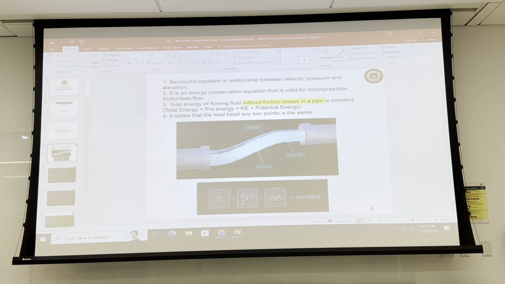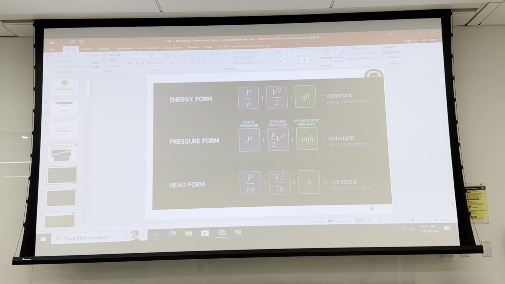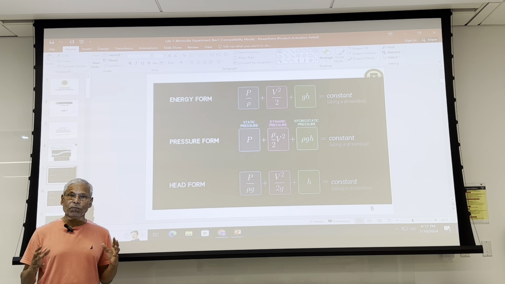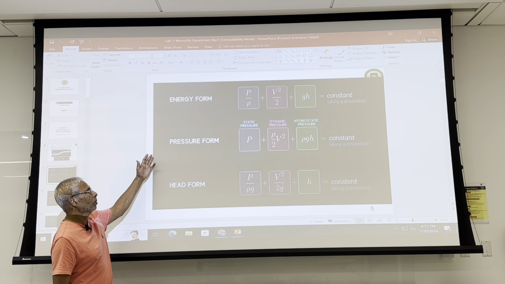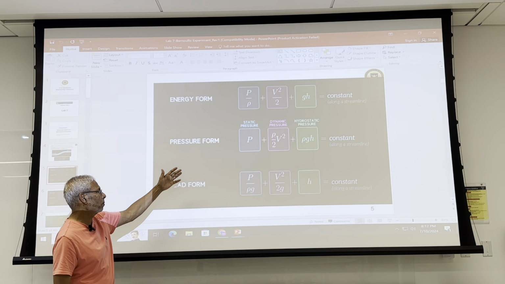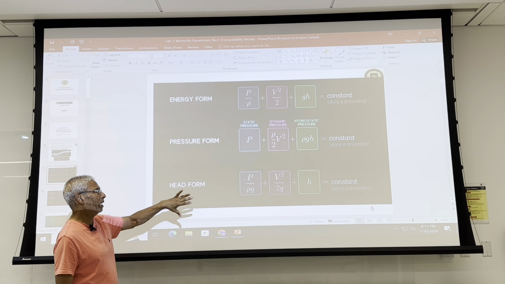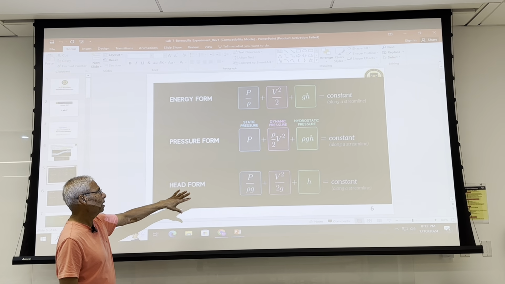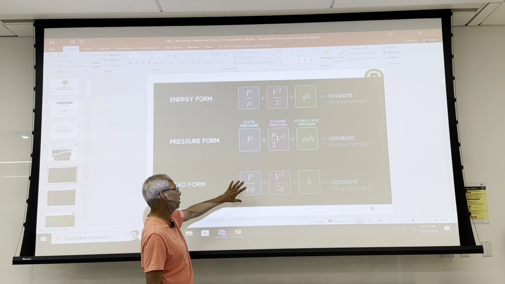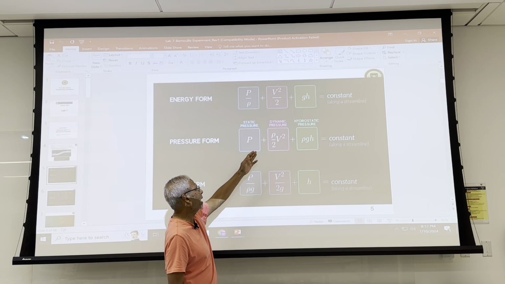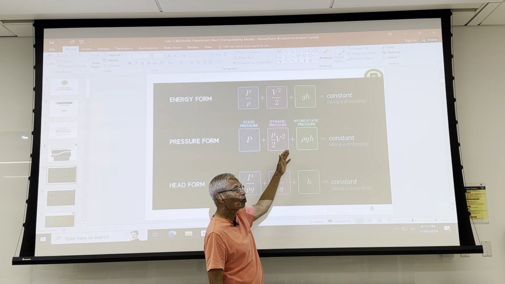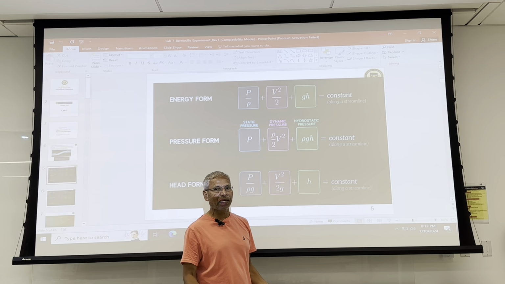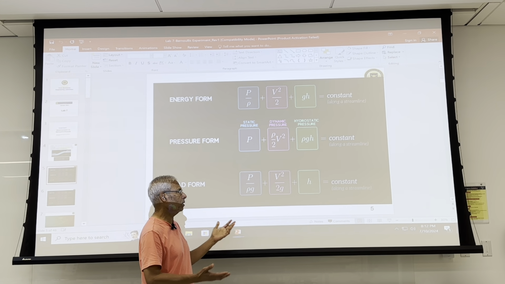The next thing on Bernoulli's is you can write Bernoulli's in different forms. Remember I was talking about pressure head, and this is where the pressure head comes in. So Bernoulli's equation can be written in pressure form and head form. I want you to understand the three components. One is the pressure component, which is the static pressure head, another is the dynamic pressure, which is associated with velocity, and the other term is hydrostatic, which is associated with elevation. So the elevation is different, and you have that.